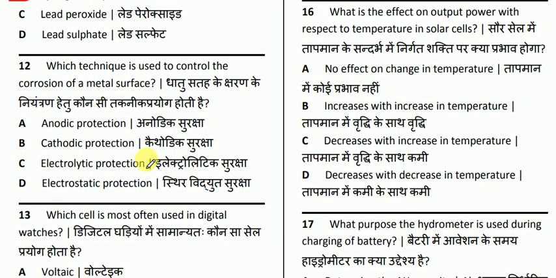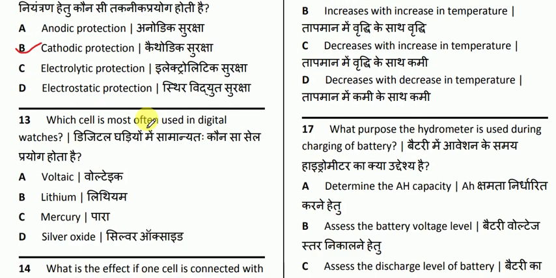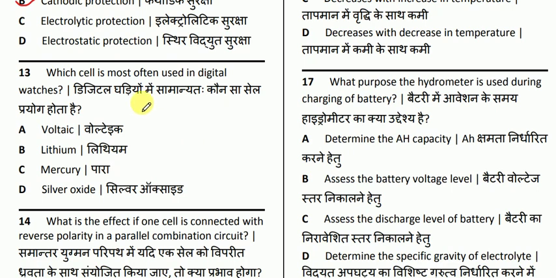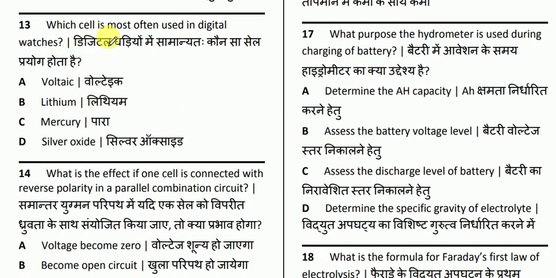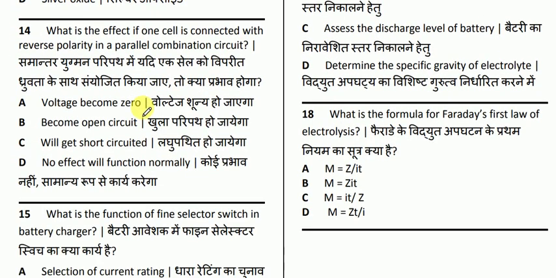Next, coming to the 12th question, which technique is used to control the corrosion of a metal surface? Here the correct answer is cathodic protection. Coming to the 13th question, which cell is most often used in digital watches? That is mercury. Next, coming to the 14th question, what is the effect if one cell is connected with reverse polarity in a parallel combination circuit? Then we will get a short circuit.